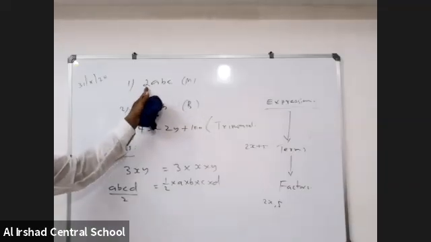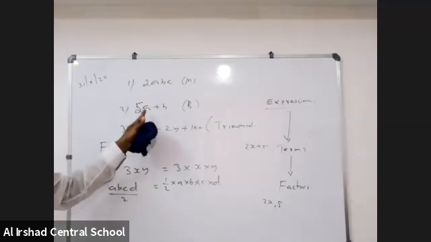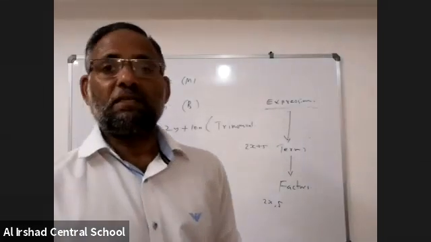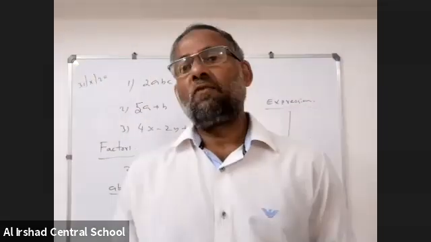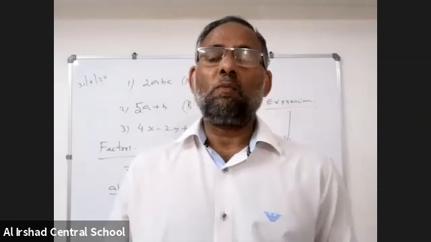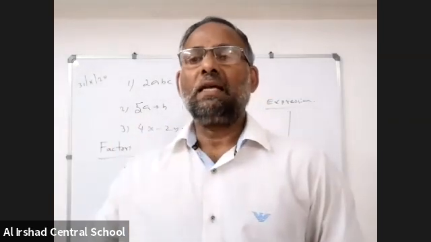Monomial, one term. A, B, C and 2 are called factors. Here 5 is a factor, A is a factor, B is a factor. Understand? Don't confuse factors and terms. Terms are formed by factors. Expressions are formed by terms. Terms are separated by addition.